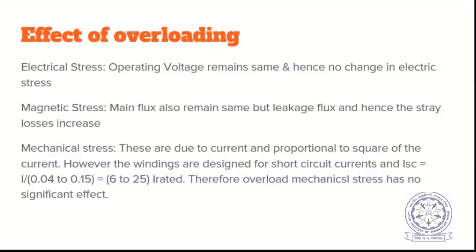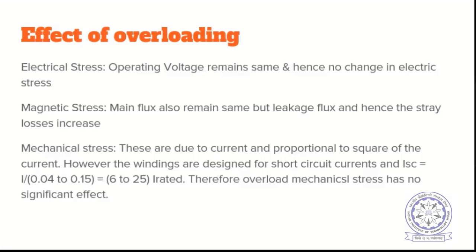Sir, leakage flux is not linking to both the windings. So if there is an increment in one winding, the other winding cannot sense its increments. So there will be no counter effect to this. That's why it will keep on increasing. Yes.